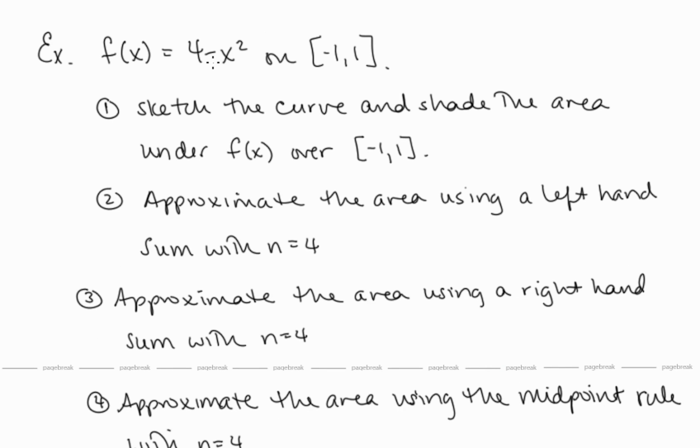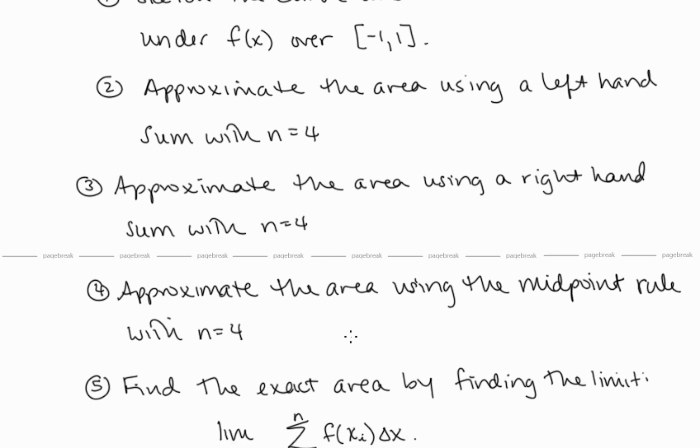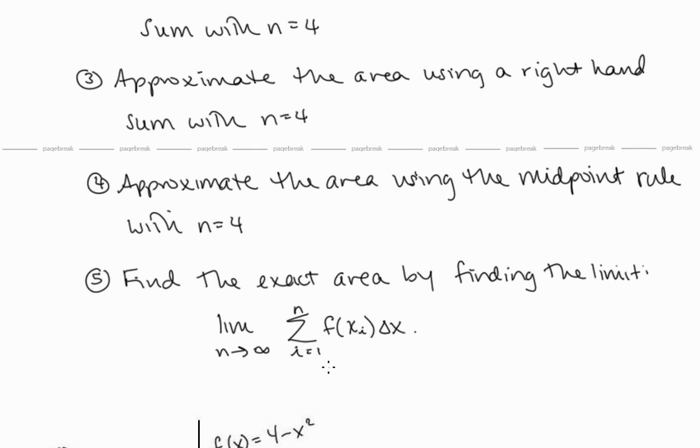f of x is equal to 4 minus x squared on the interval -1 to 1. So first we want to sketch the curve and shade the area under f of x over this interval. Then we want to approximate the area using a left-hand sum with n equals 4. Then we'll do a right-hand sum with n equals 4, the midpoint rule with n equals 4, and then we'll find the exact area by finding the limit here.